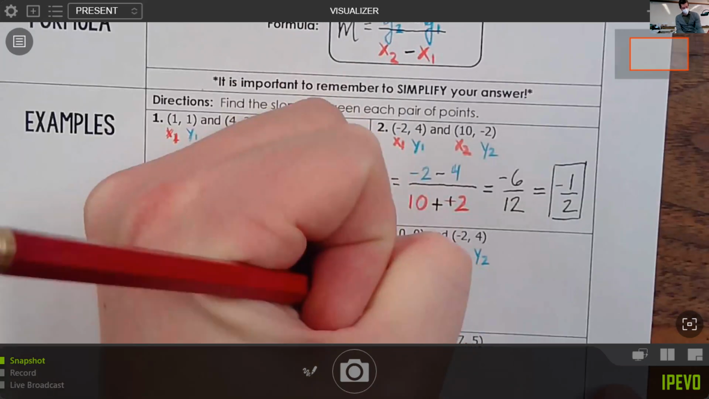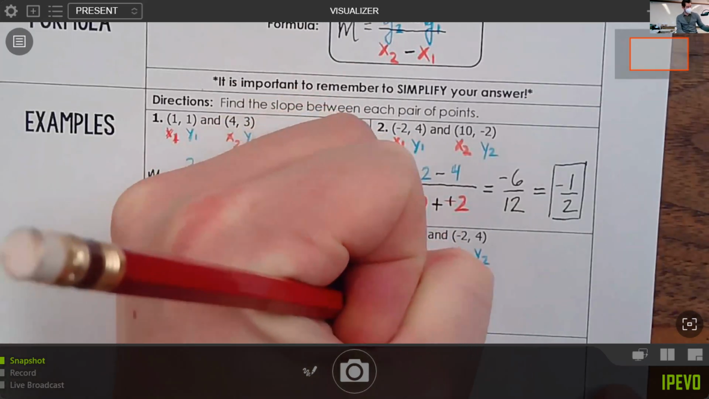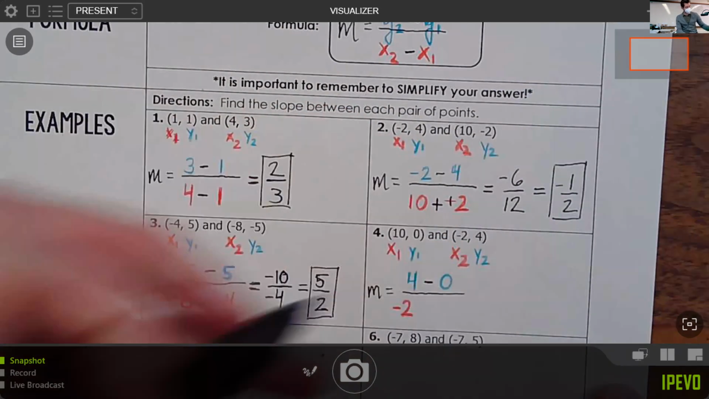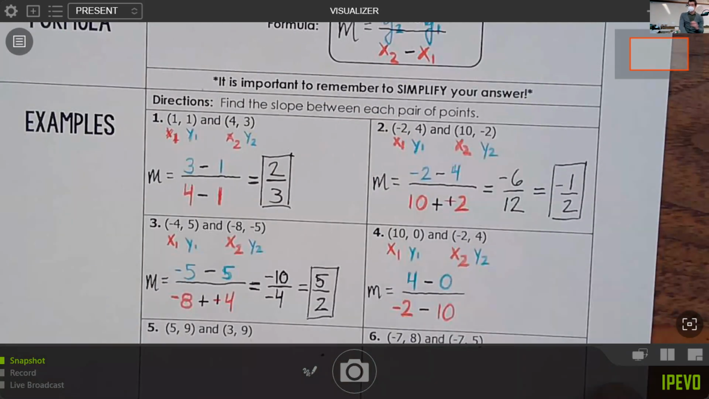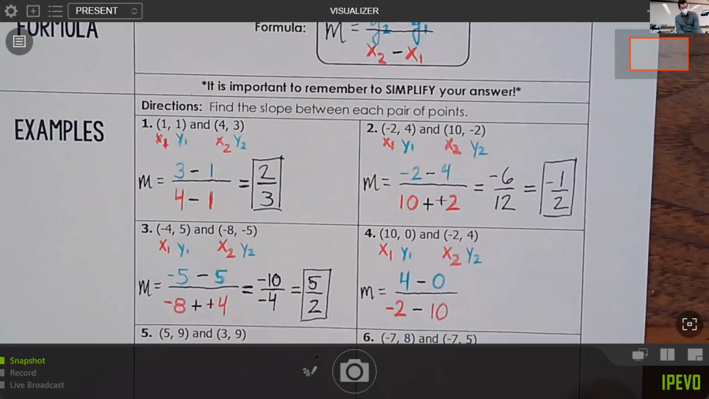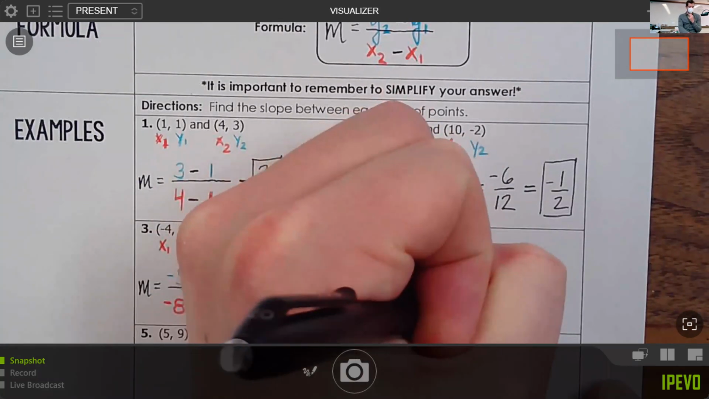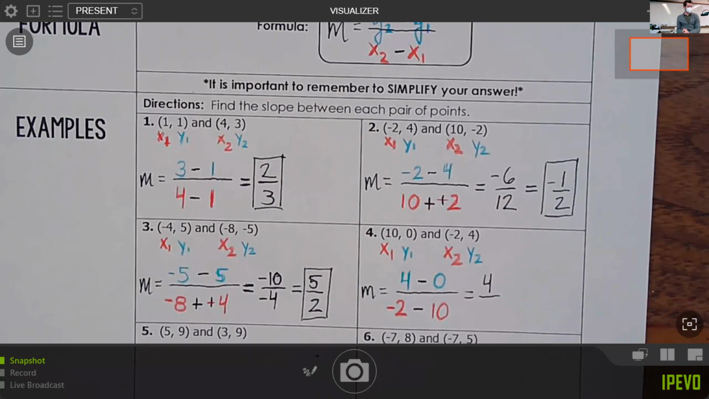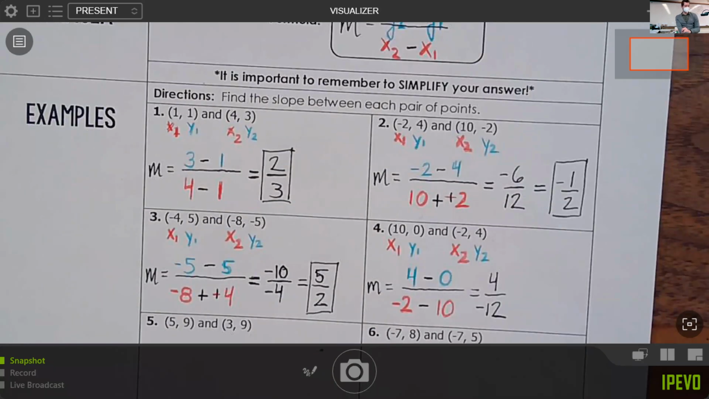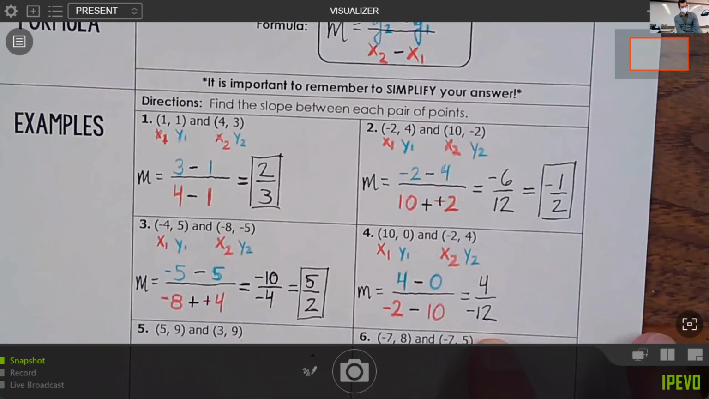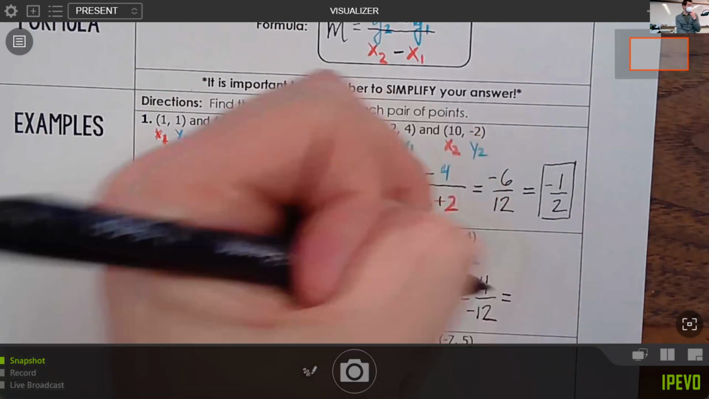So 4 minus 0 on the numerator. On the denominator, we've got -2 minus 10. So 4 minus 0, that's just 4, over, what does -2 minus 10 equal? Negative 12. Good. Start at negative 2, take away 10 more, we get to negative 12. All right. And does this simplify? Yeah. What does it simplify to? 1 over negative 3. Exactly.